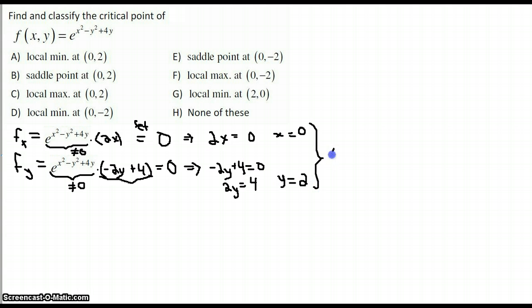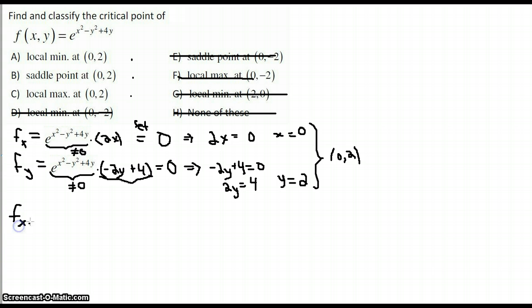So we have the point (0, 2), and we just have to classify it as a local min, a local max, or a saddle. It's one of these three, and we can immediately rule out the other answers. Okay, great. So how do we do that? Well, we have to go to the second derivatives.